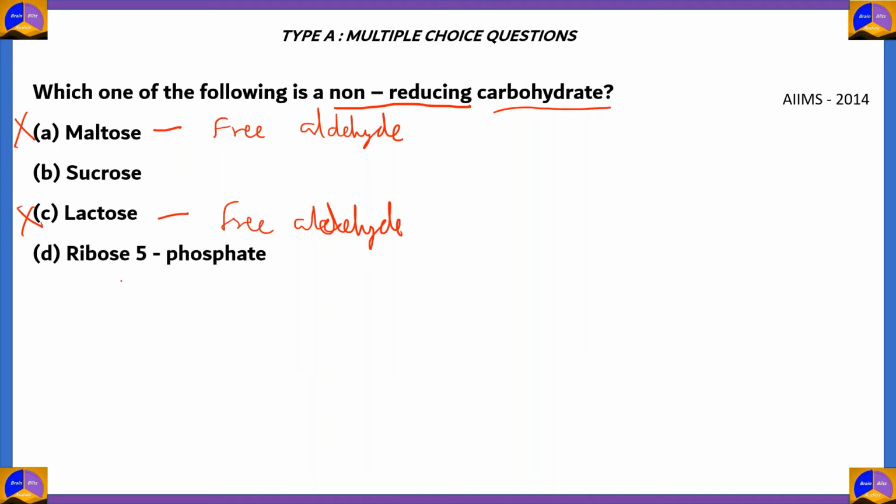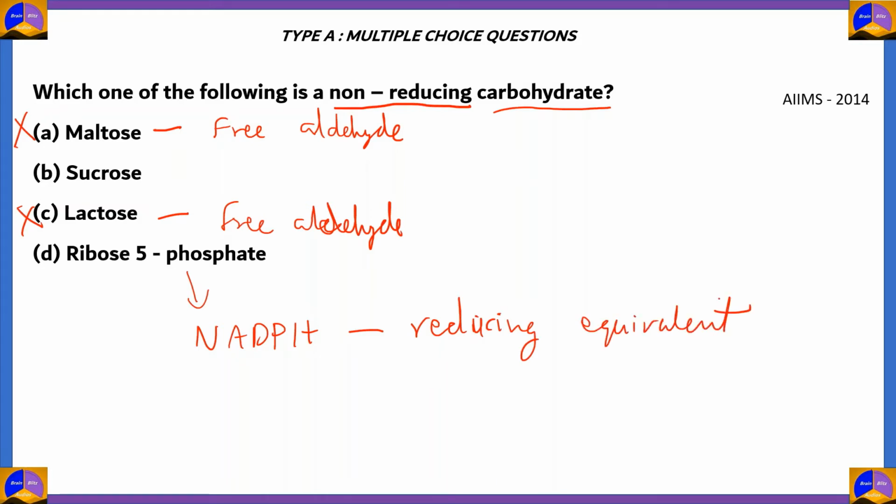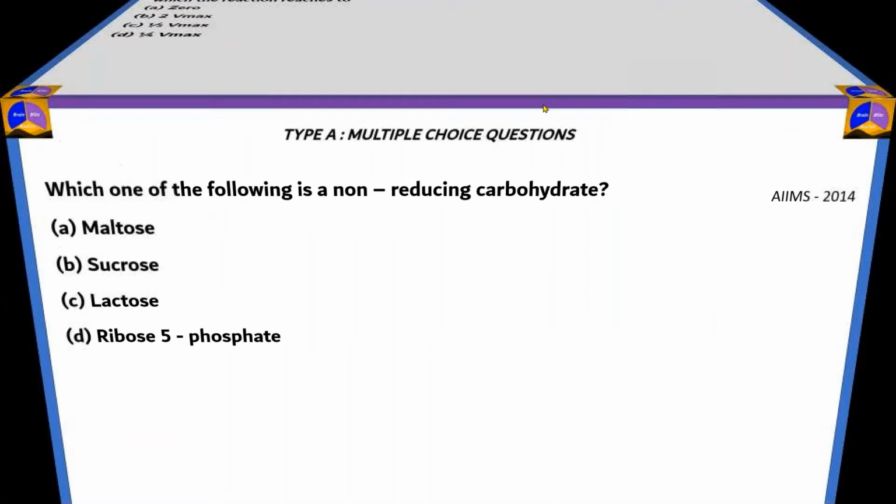What about option D, ribose 5-phosphate? Ribose 5-phosphate is instrumental in creating NADPH, which is a reducing equivalent. It undergoes reduction. So therefore, option D is also incorrect. The right answer is option B, sucrose, a disaccharide, which has no reducing group, no ketones, no aldehydes. So therefore, option B, sucrose, is the non-reducing carbohydrate.